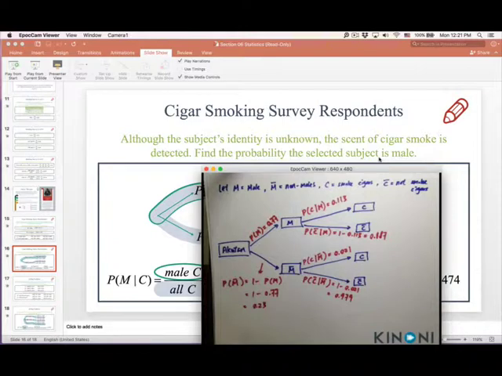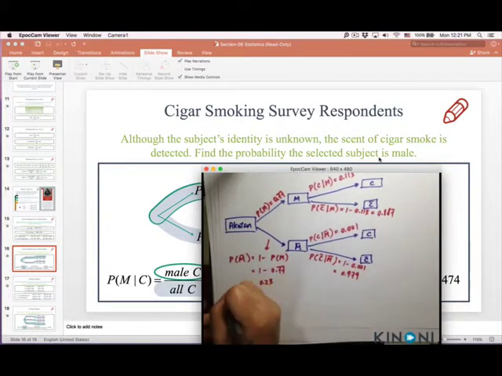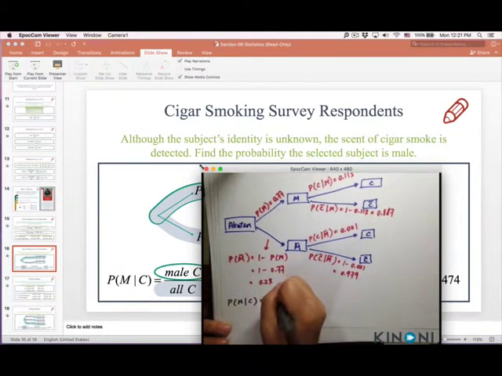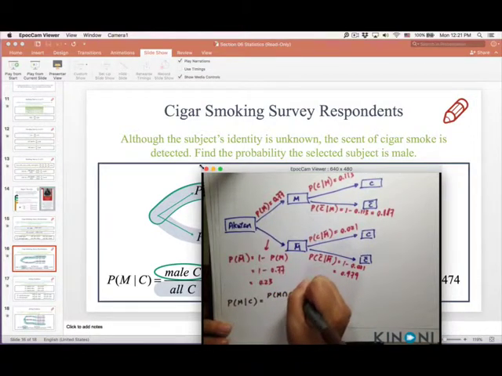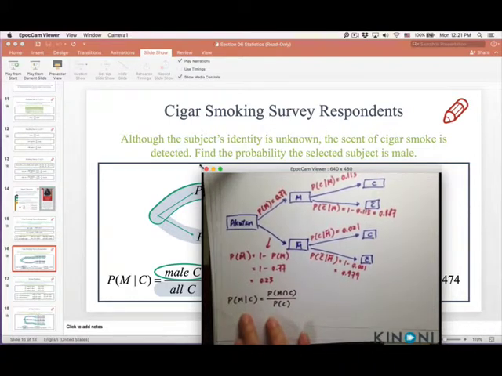Let me do it in here. We would like to find out the probability that the subject is male, based on the situation that the scent of cigarette smoke is detected. So this is the given information. That's a conditional probability, so we'll be using the conditional probability formula. We are looking for the probability of male and smoke, over the probability of smoke. That's the conditional probability formula.